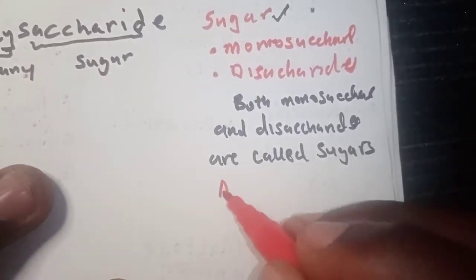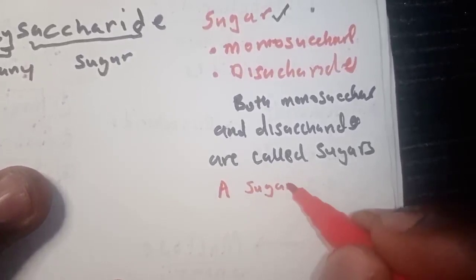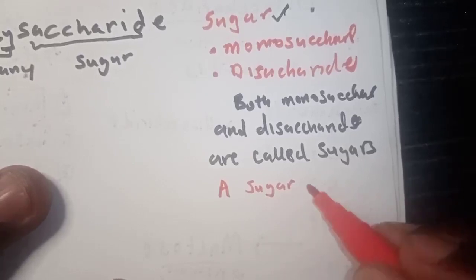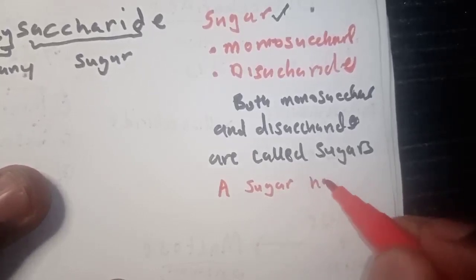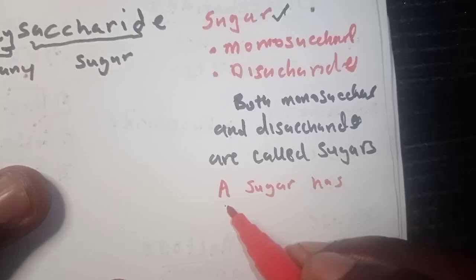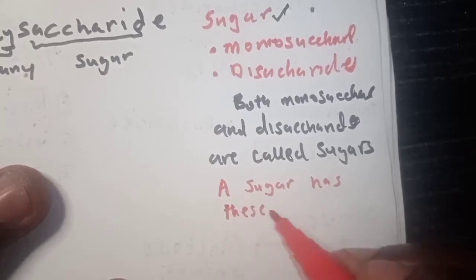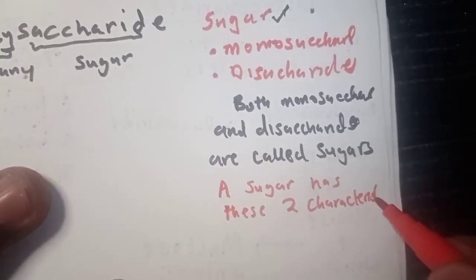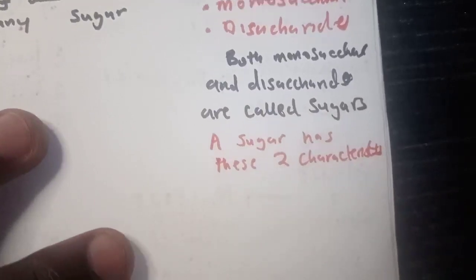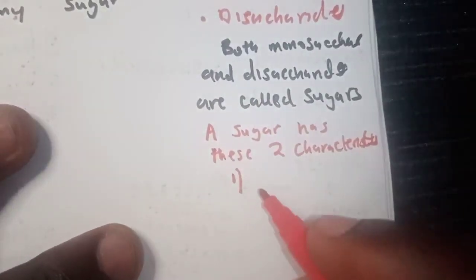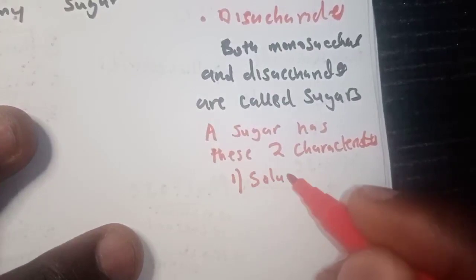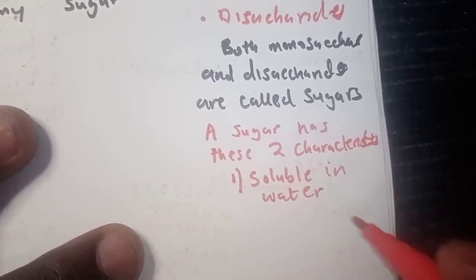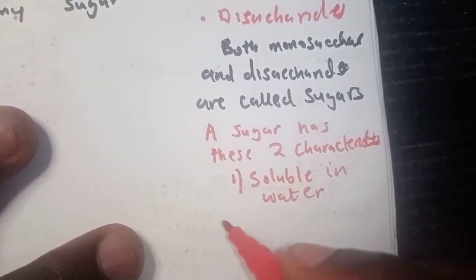So a sugar has some characteristics, okay? A sugar has got these two characteristics. One, it is soluble in water. When we say soluble in water, meaning it can dissolve in water. So all sugars can dissolve in water.